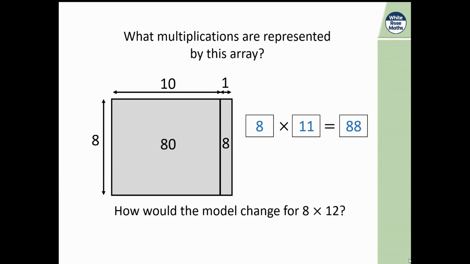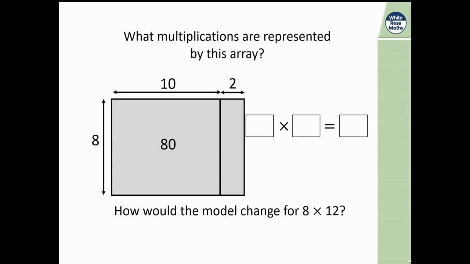So how would the model change for 8 multiplied by 12 then? So think about where your 10 and your 1 is, and how that might change if you had 8 multiplied by 12. So that's right, instead of 1 extra row, you would then have 2 extra rows, wouldn't you?